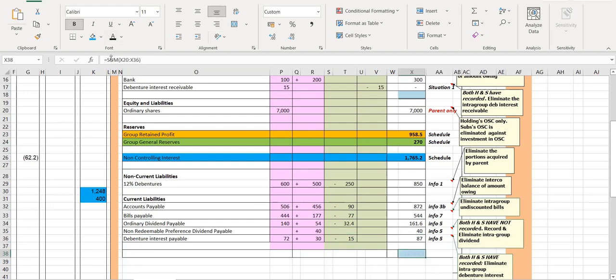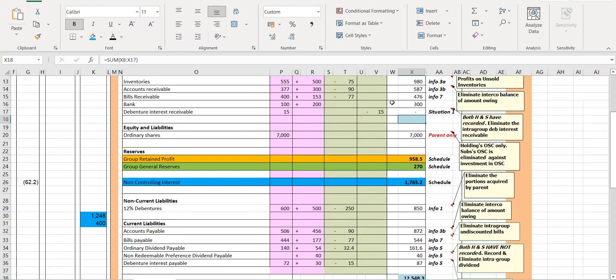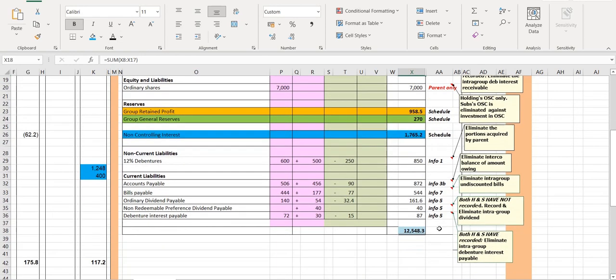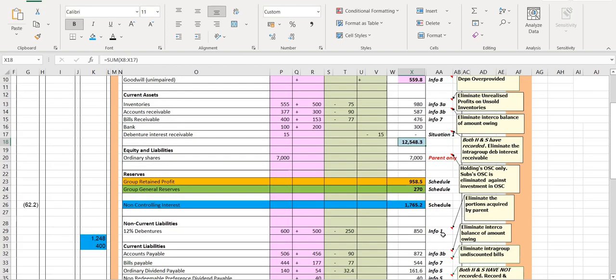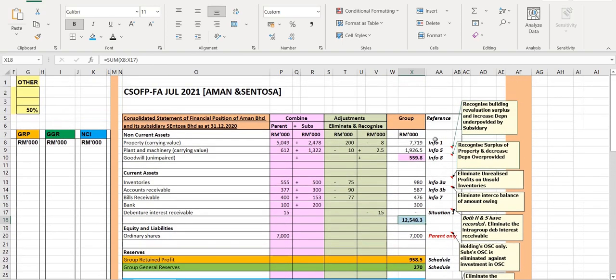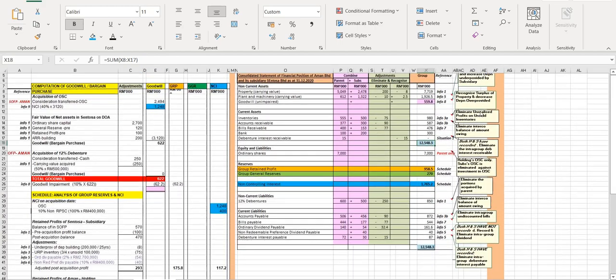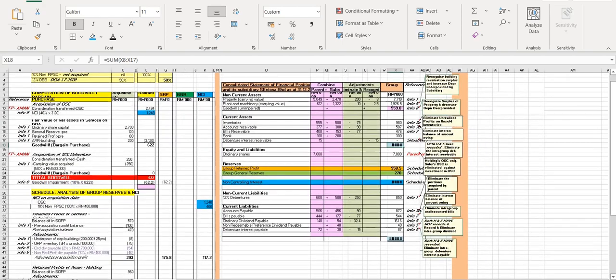So the first total should be 12548.3, and this would be also the same. So if you can see here next to the information, I put to the amount, I put all the references related to the adjustment that we did, and I put some notes here. So you can also have a screenshot to see what was actually being shown in my workings, so that it is easier for you to see.